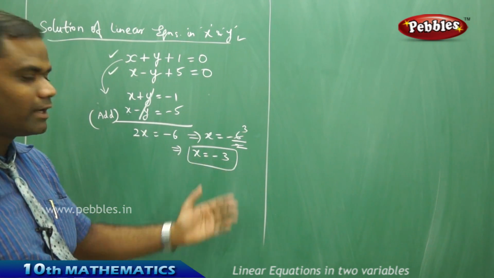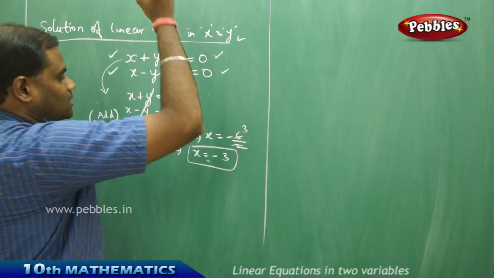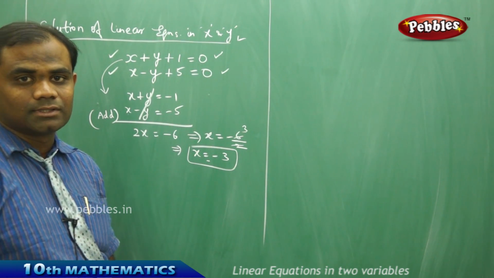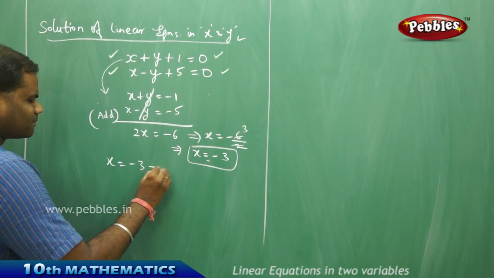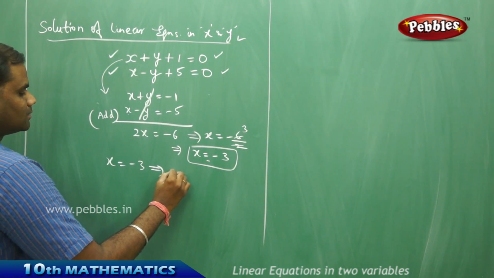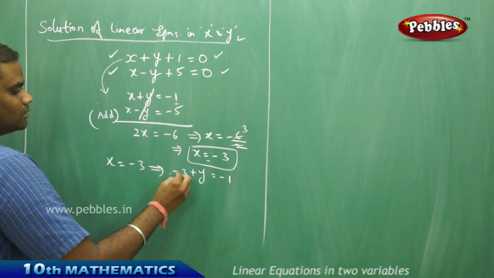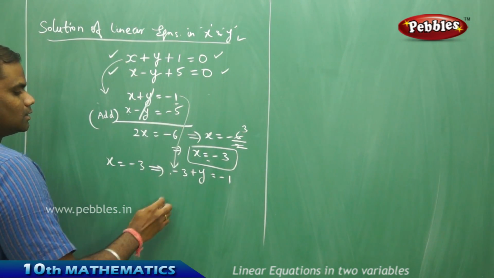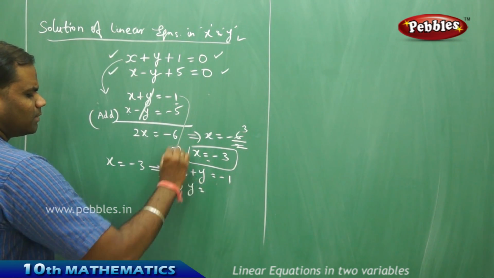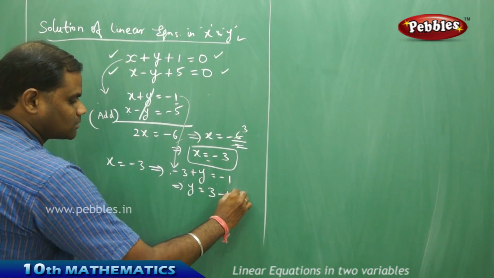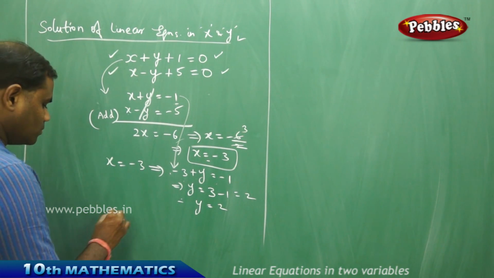Now once I get the value of x, I can get the value of y either by substituting this x in this equation or this equation, depending on the choice left to you. So when I take x equal to minus 3, in one of the equations I get minus 3 plus y is equal to minus 1. This implies y is minus 1 plus 3, which is 2. Therefore y is equal to 2. And finally I get the solution.